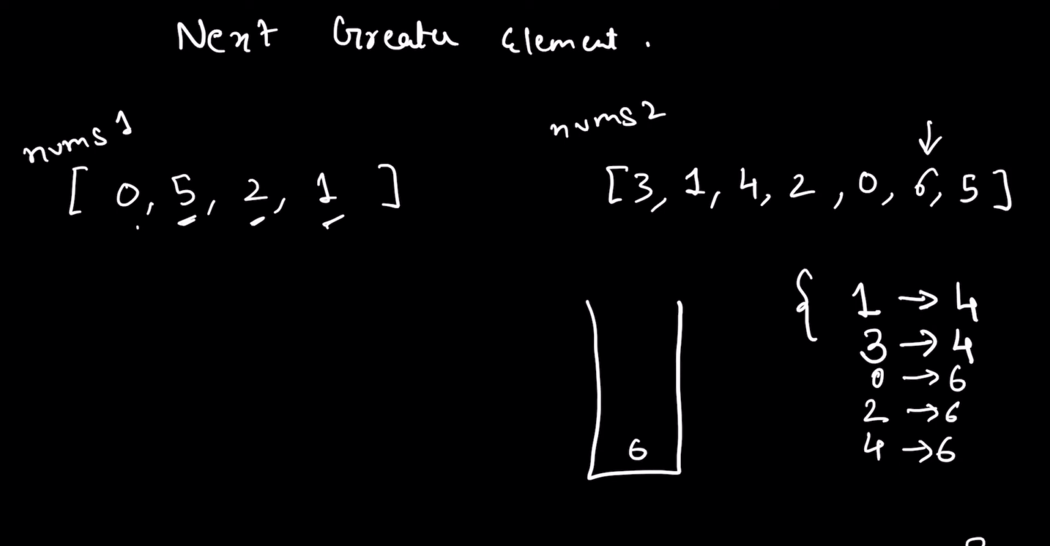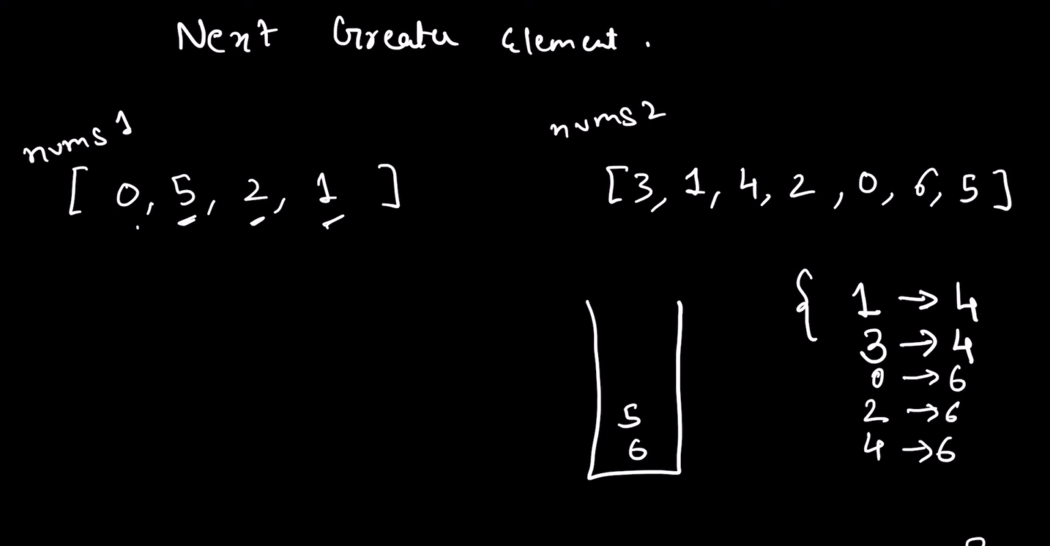And now we have 5, right? So we moved on to 5. So we look at the top of the stack, and that's 6. So 6 is bigger than 5, so 5 can't pop off 6. So we just add 5 to the stack. And now we're done. We've passed through the entire array nums2.